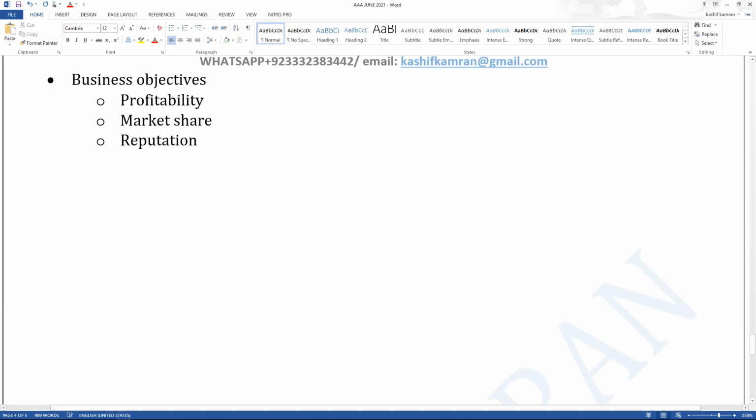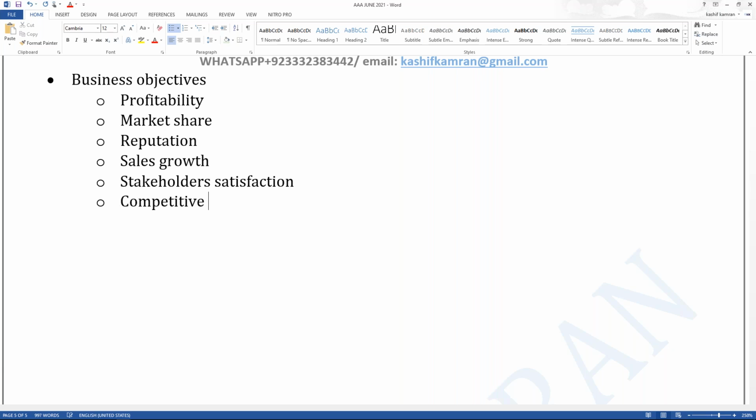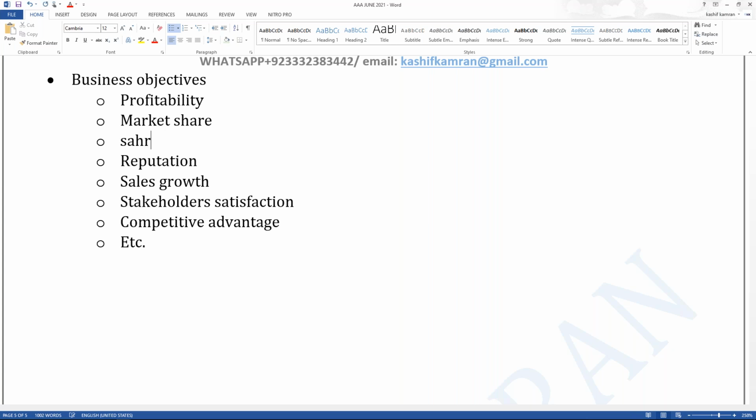Business objectives include reputation. Business objectives include your sales growth, stakeholder satisfaction, many of them, your competitive advantage over the competitor, etc. Your share prices, market share, and the list goes on, right?